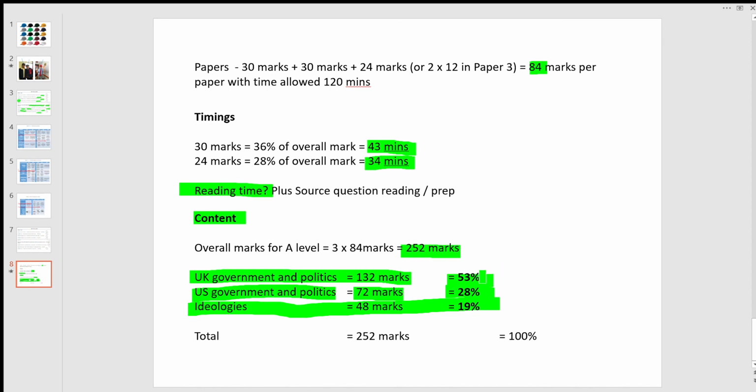So when we're planning teaching time and we're planning revision time, you just got to be aware of the overall contribution they make. So no matter how much you might love US government and politics, or you might love ideologies, over half your marks are going to come from the UK element. Okay.